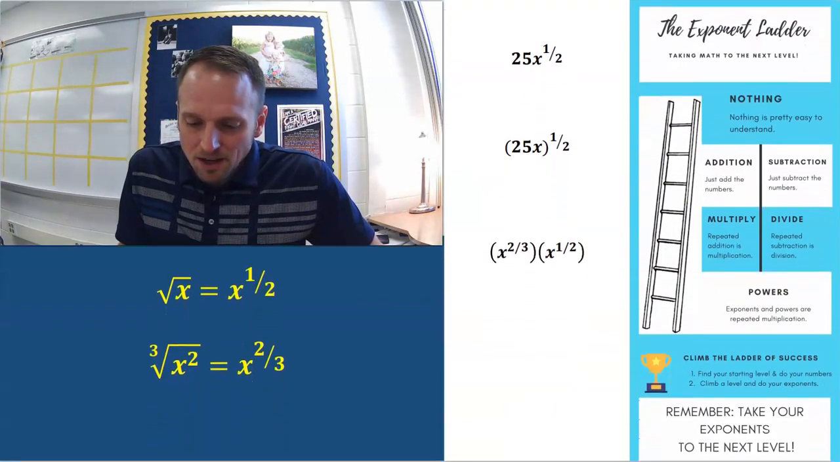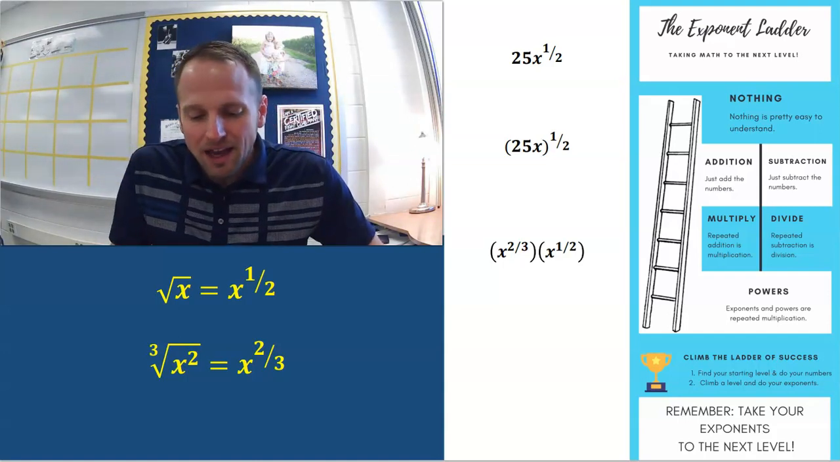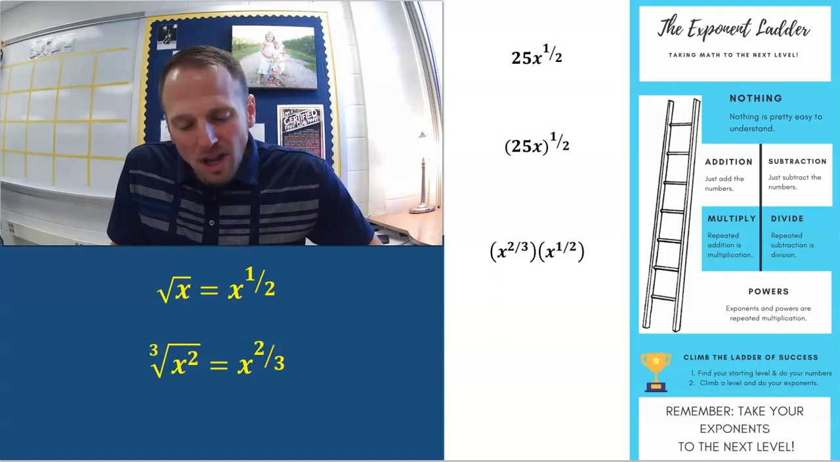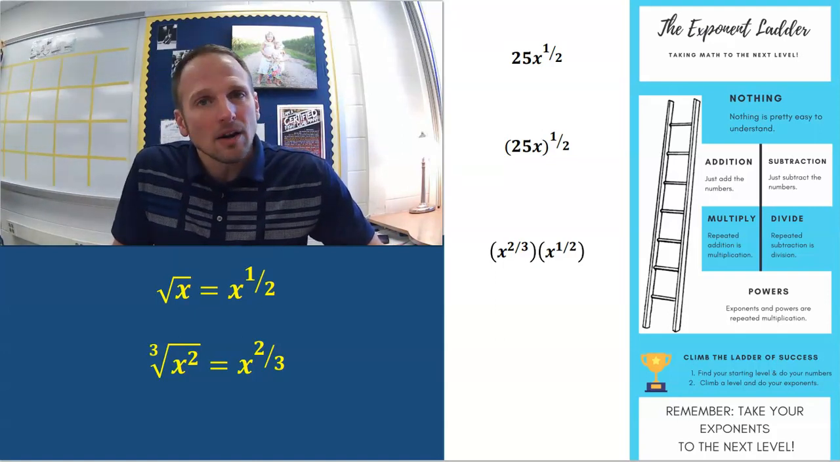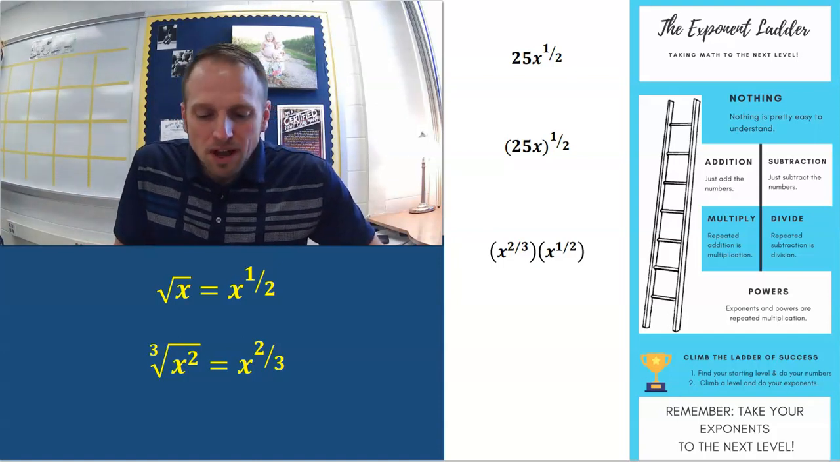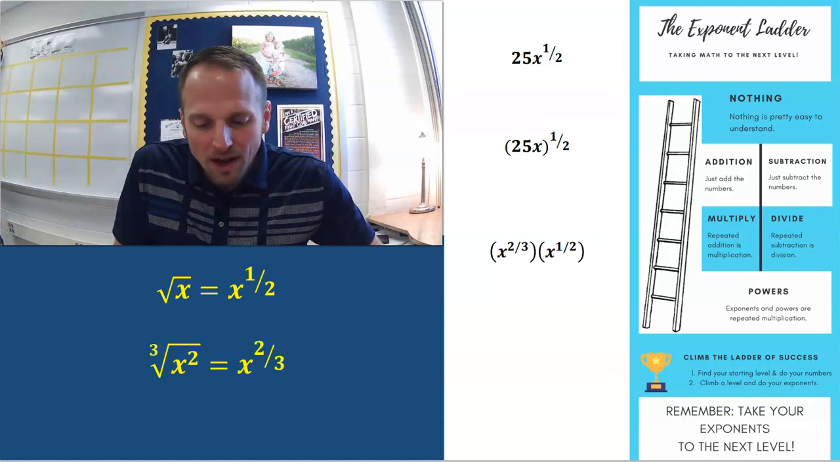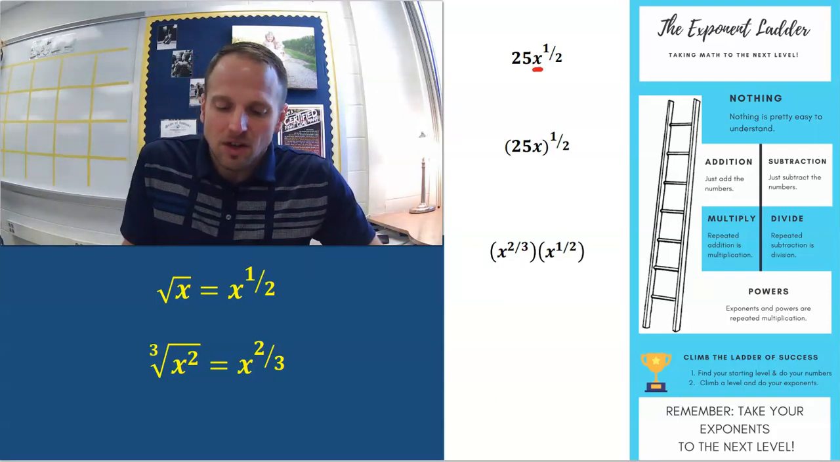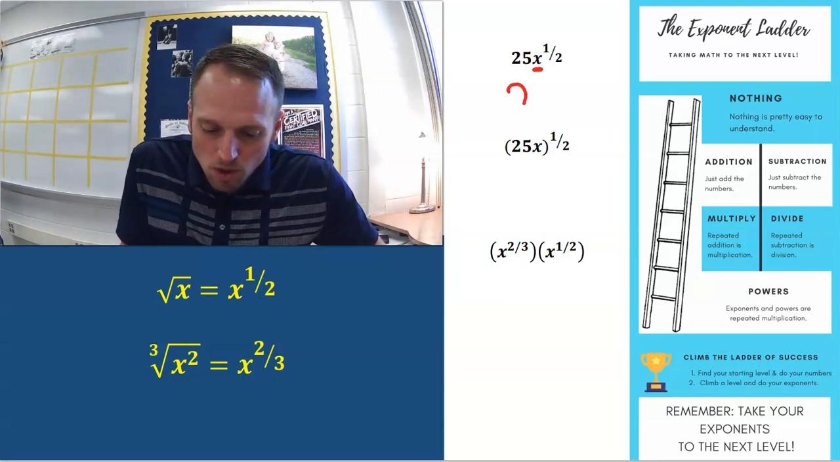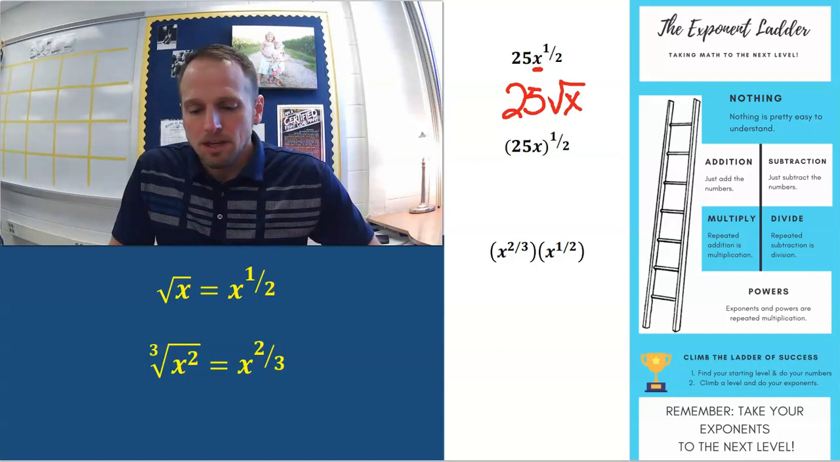Last thing, let's actually do some basic calculations with these problems. So 25x to the 1/2, and we're going to simplify these and write them in radical form, so we're going to use the square root sign. Here's what I want you to see: the only thing that's being taken to the 1/2 power is the x. So this answer is just going to be 25 root x. Okay, easy enough.